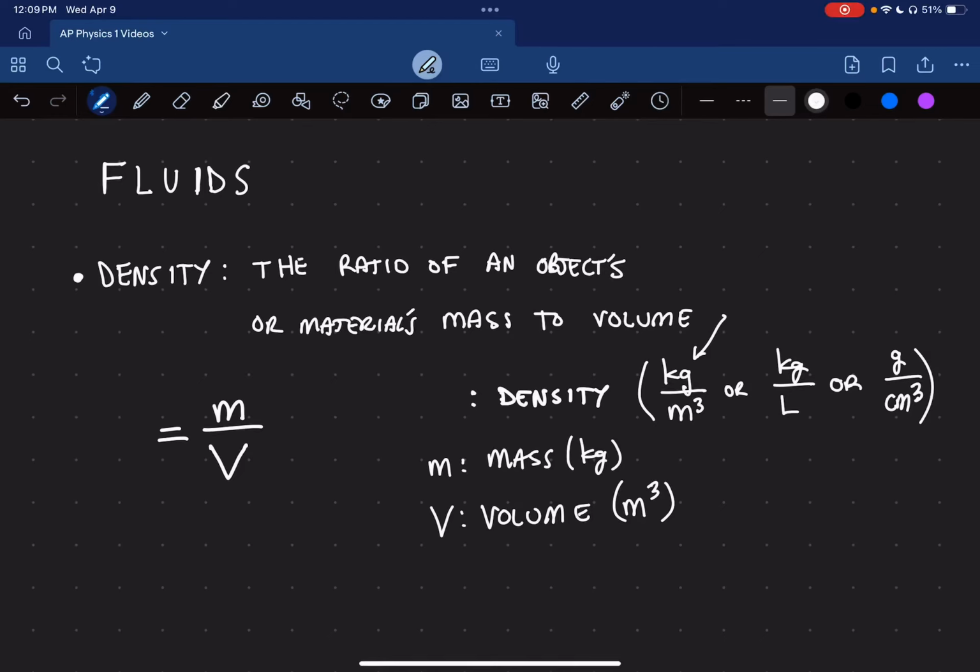All right, this video is the first video on fluids. We'll cover density and pressure, including pressure at a depth. And so we'll start with density.